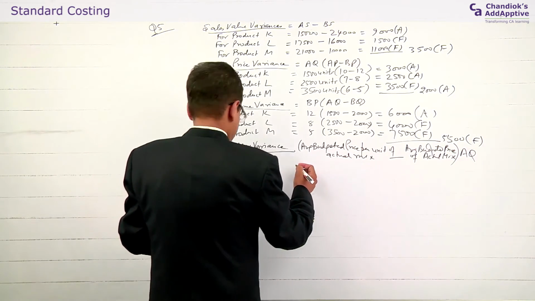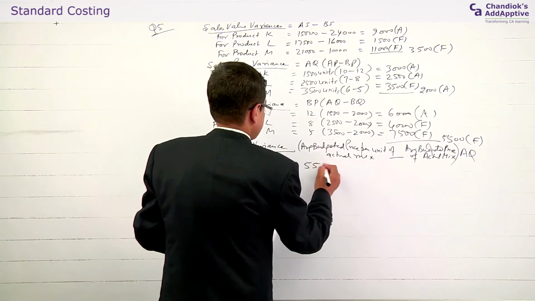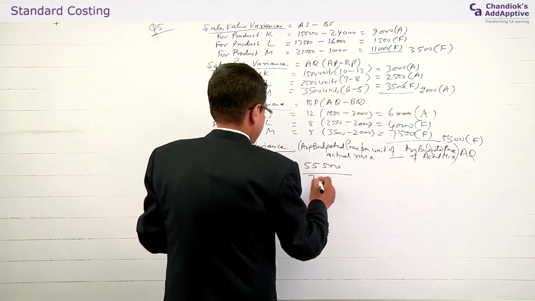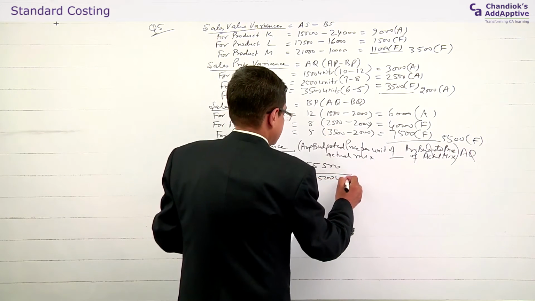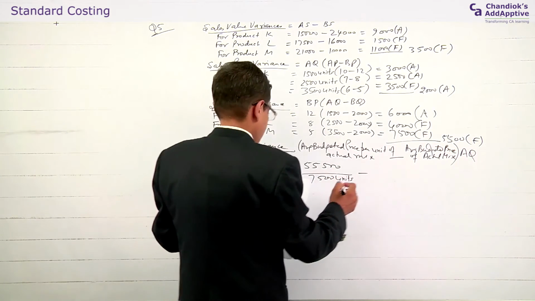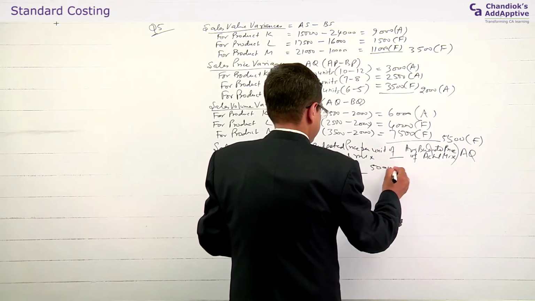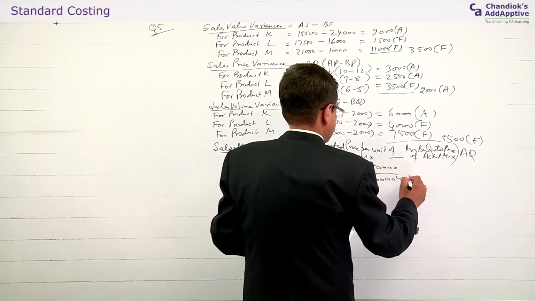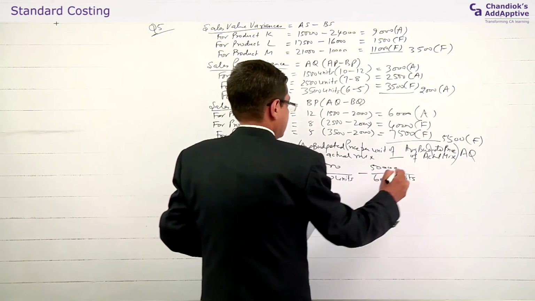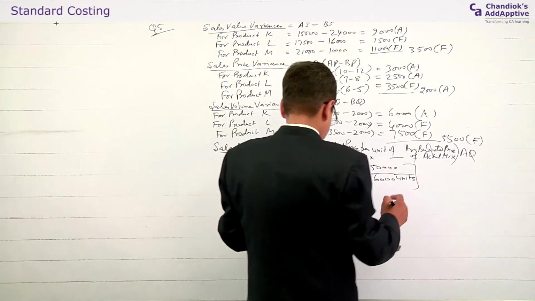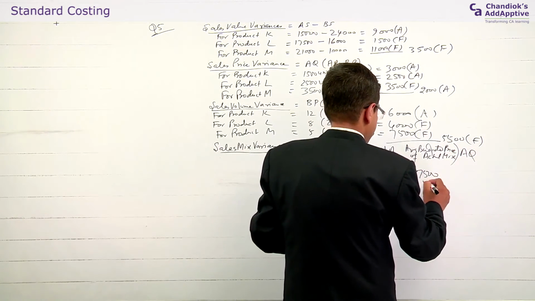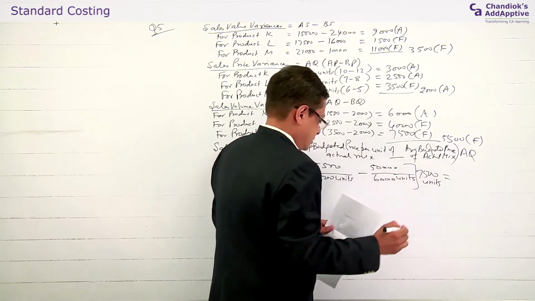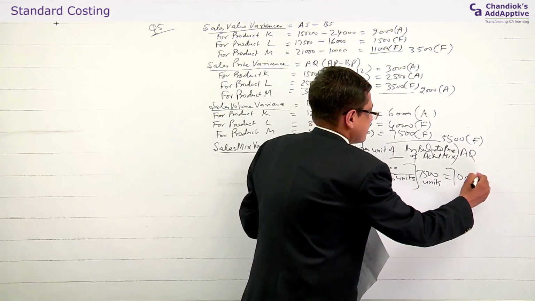Therefore, the value is 55,500 average budgeted price. You divide it with 7,500 units minus 50,000 divided by 6,000 units. You multiply it with 7,500 units. The result which comes is 7,000 adverse.